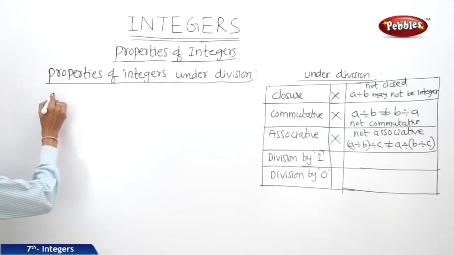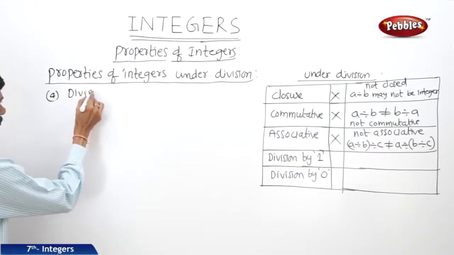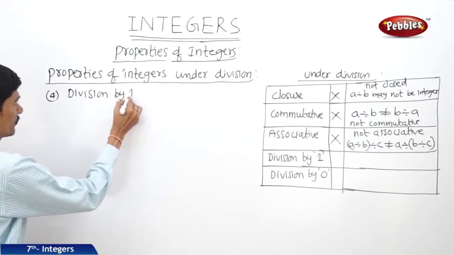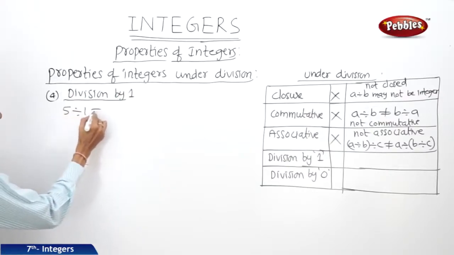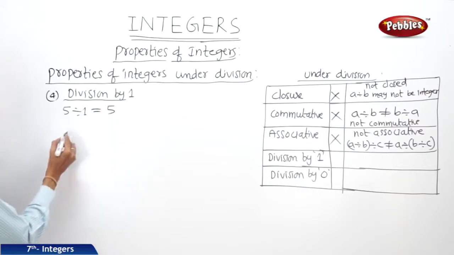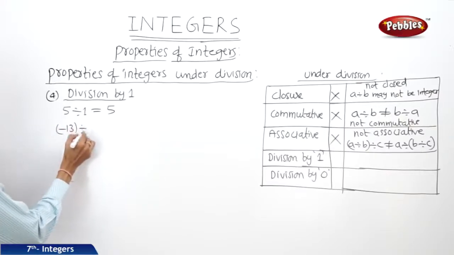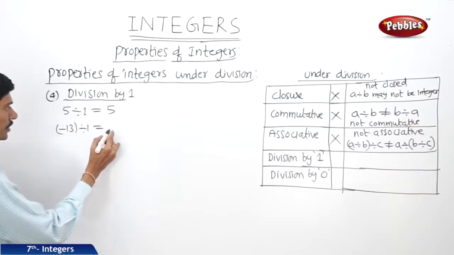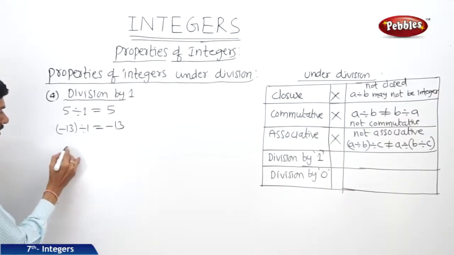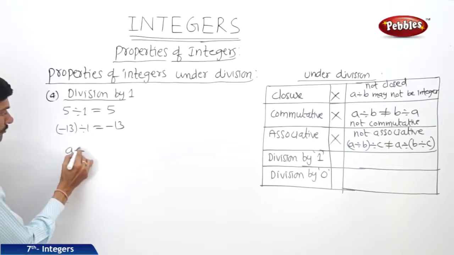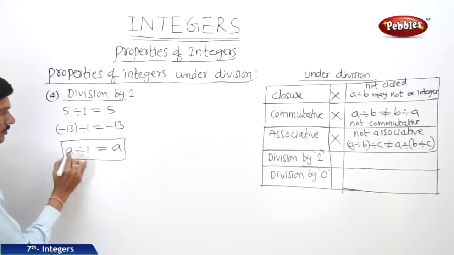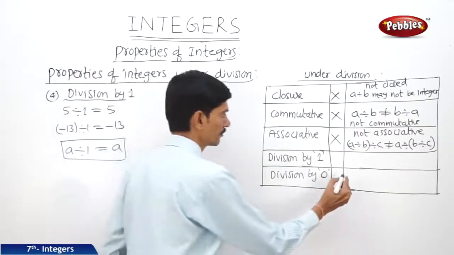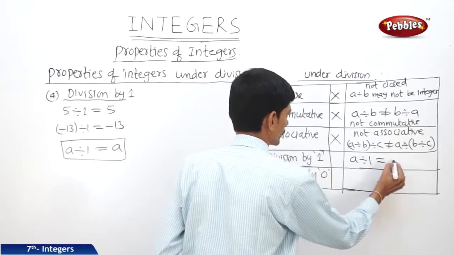So that is the fourth one, division by 1. When you divide any integer by 1, for example 5 divided by 1, the quotient is 5. When you divide the other integer minus 13 by 1, we get the quotient as minus 13. So in general, if a is any integer and a is divided by 1, then we get the quotient as the integer a itself. So here we can write that a divided by 1 equals a.